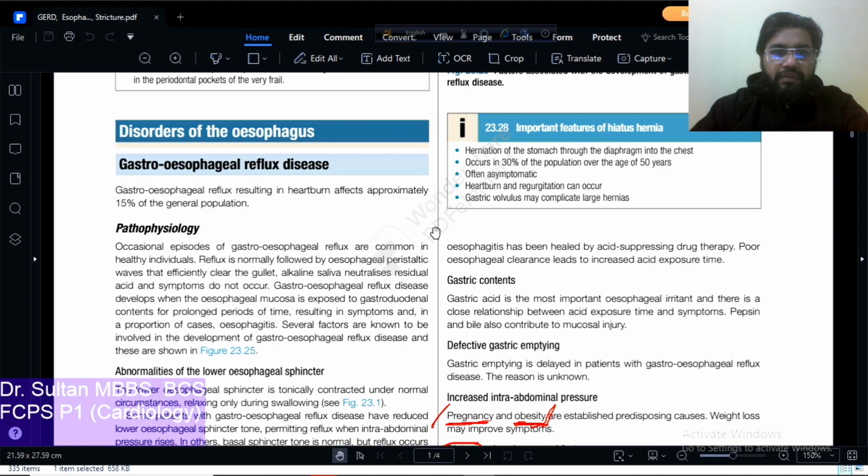So gastroesophageal reflux disease, this esophagitis, is usually caused by four important factors, that is acid, pepsin, bile, and pancreatic enzymes. The esophagitis can occur in other ways like infections, corrosive agents, but in gastroesophageal reflux disease, we have to remember that it is caused by four important factors, that is acid, pepsin, bile, and pancreatic enzymes.